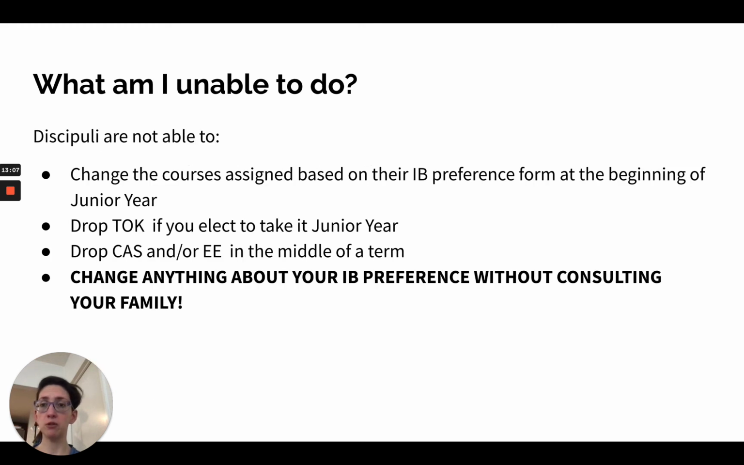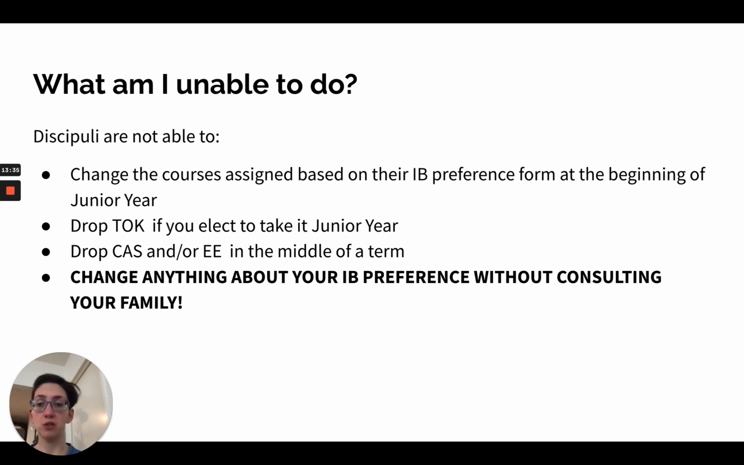What am I unable to do? Once you do your IB preferences for your SLs and your HLs, and also for your electives, you cannot change your courses. You cannot change your courses at all once you opt into them. You cannot drop TOK if you elect to take it junior year, even after term 1. You're in for the year. And you cannot drop CAS or EE in the middle of a term.